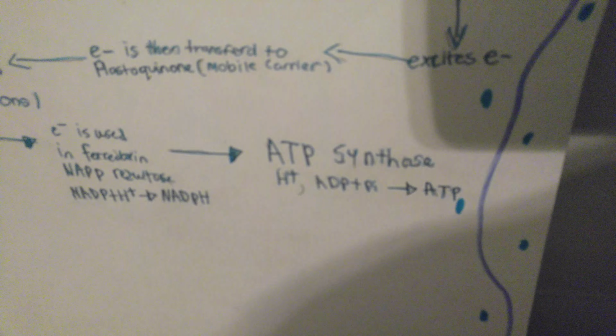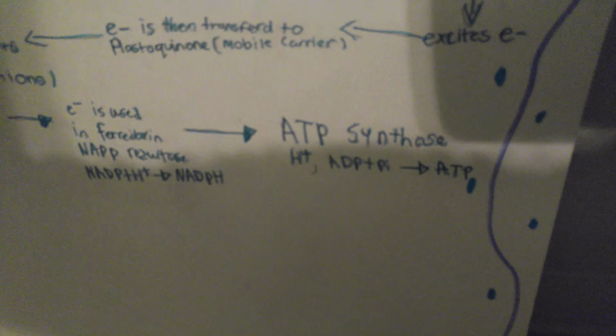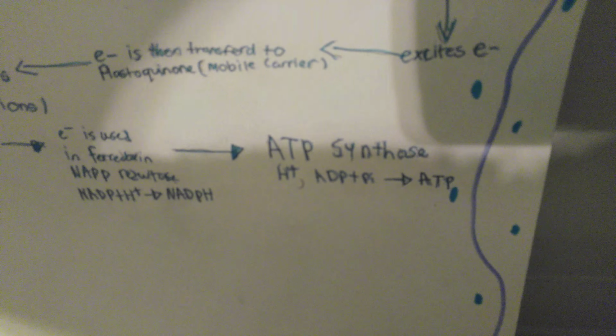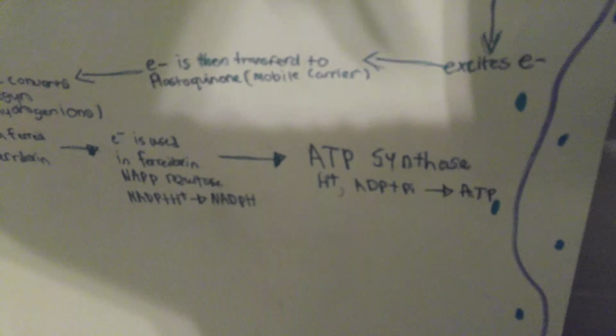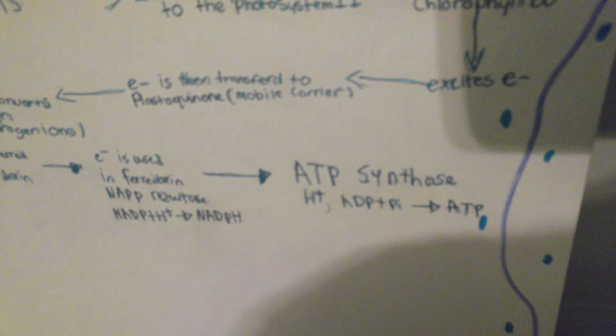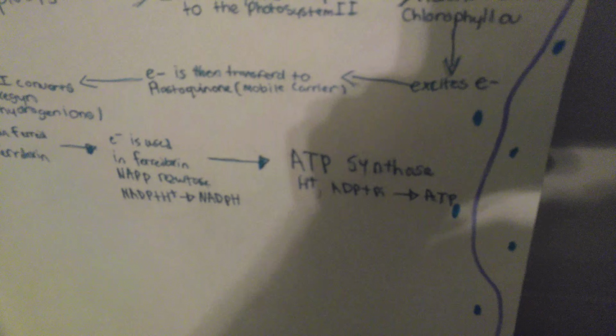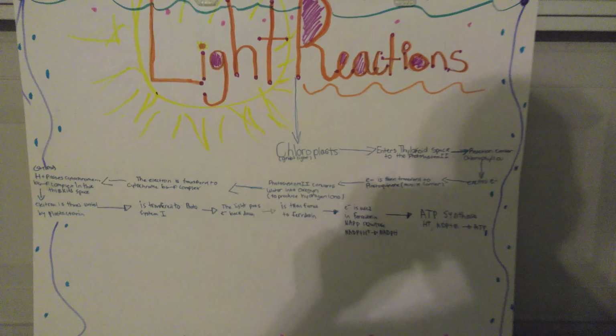And then this final one is the ATP synthase, which I was talking about earlier, where the protons in the thiol space come back through the ATP synthase, and that forms the ATP. So that's all I have for the light reactions.